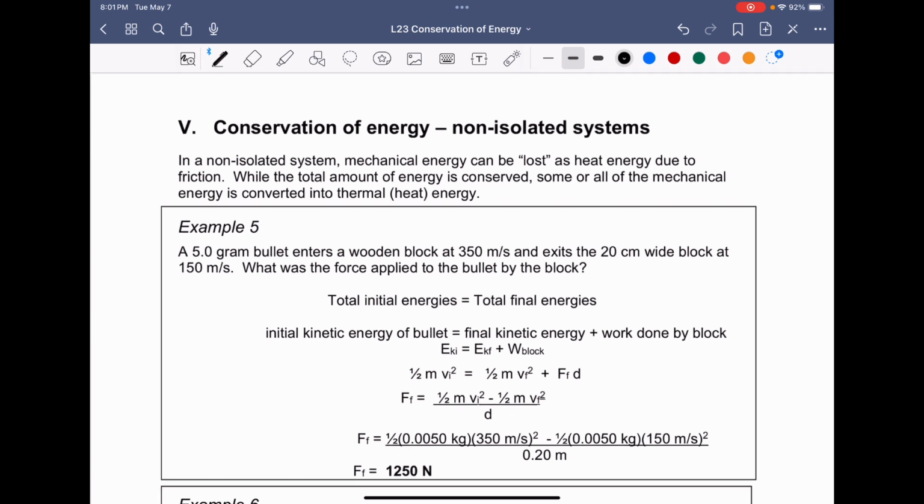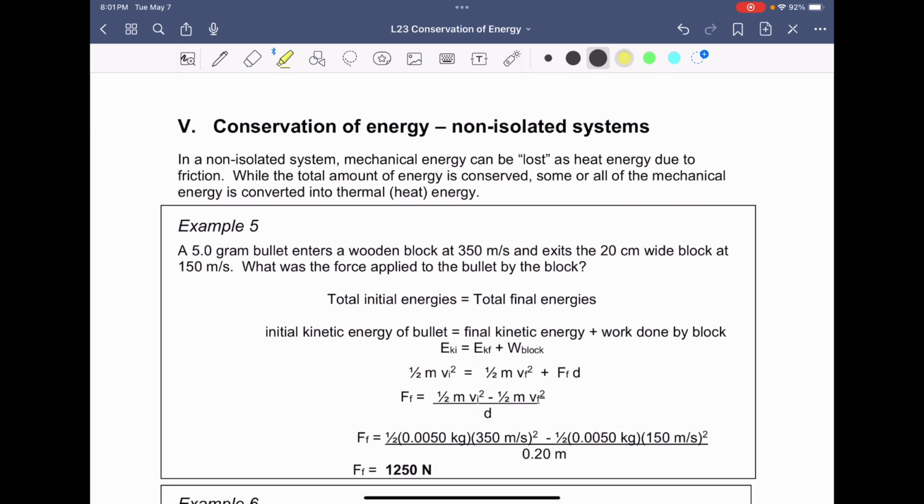All right, now, what if we go on to conservation of energy, but in this case, non-isolated systems? Unlike isolated systems, now we can lose energy to heat, sound, friction, whatever else it may be that is affecting this and causing work to be done in this situation. The total amount of energy still is conserved, but some of the mechanical energy is now converted to these external sources, which we're going to call work.